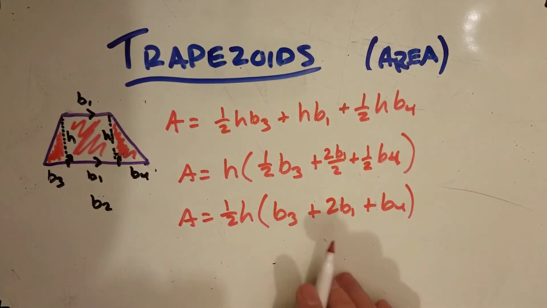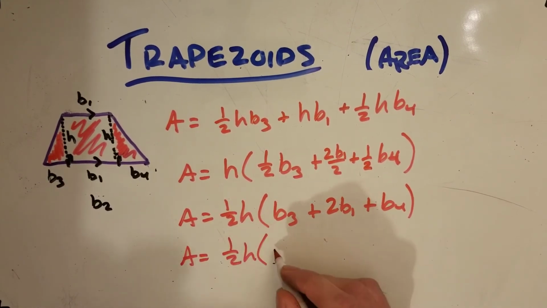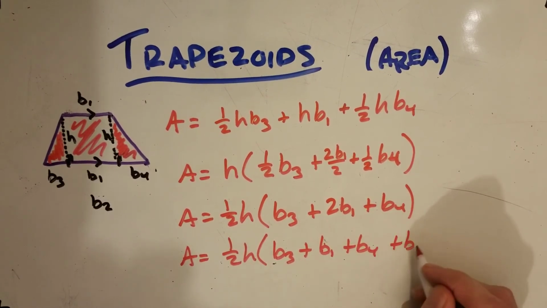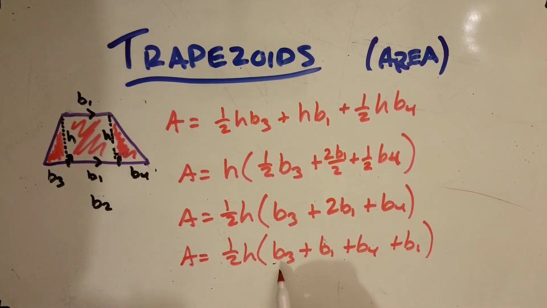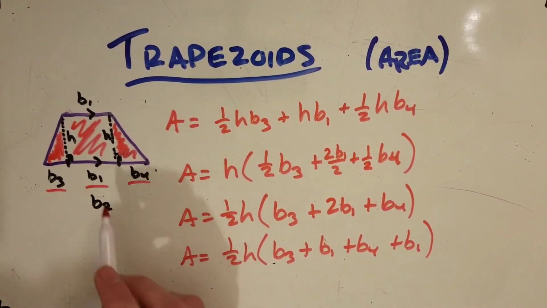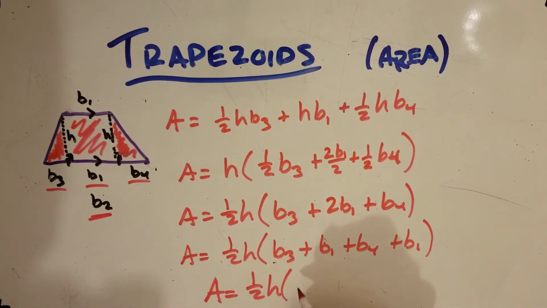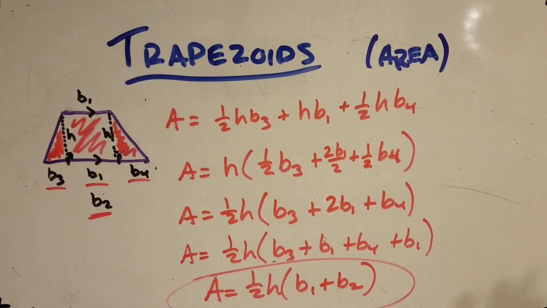So we're all good. Now, inside the parentheses, we have B sub 3 plus B sub 1 plus B sub 4 plus B sub 1. I'm going to break up the 2 B sub 1 into B sub 1 plus B sub 1. But right here, B sub 3 plus B sub 1 plus B sub 4 collectively make B sub 2. So the area is 1/2 the height times B sub 2 plus B sub 1. I'm going to write it like this, changing that order, it's fine. And there's your area of a trapezoid.